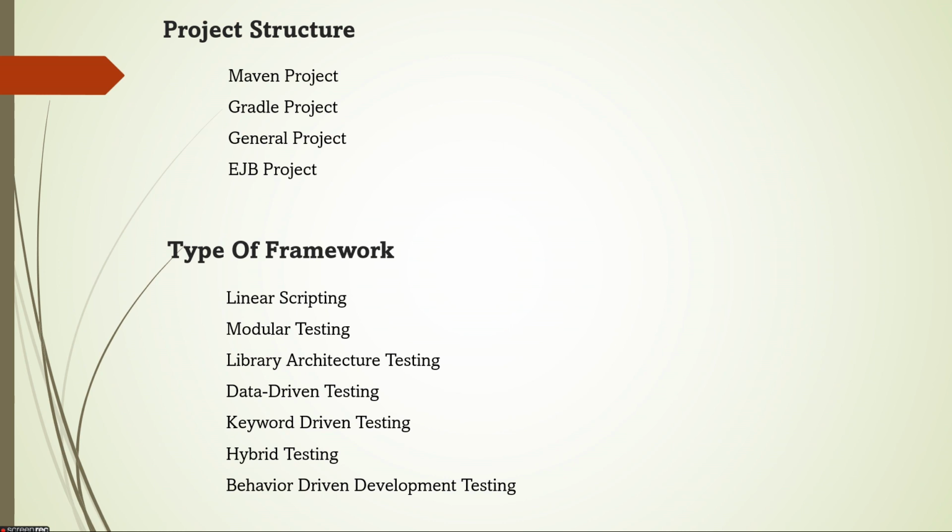First is linear scripting. The linear scripting framework is a basic level of test automation framework, in the form of only record and playback. Another is the modular testing framework. In the modular testing framework, the tester creates test scripts module-wise by breaking down the complete application under test into smaller, independent tests.